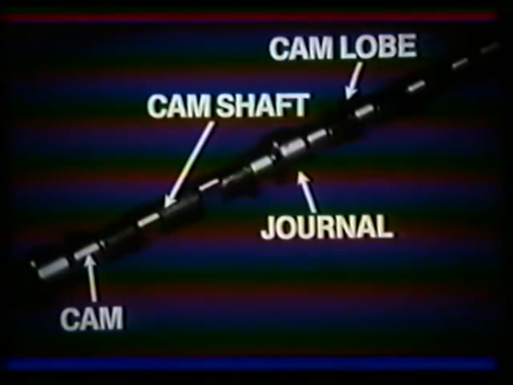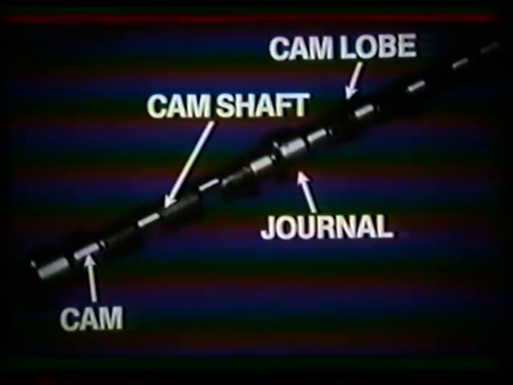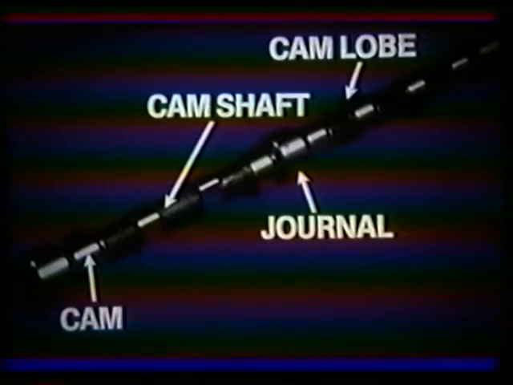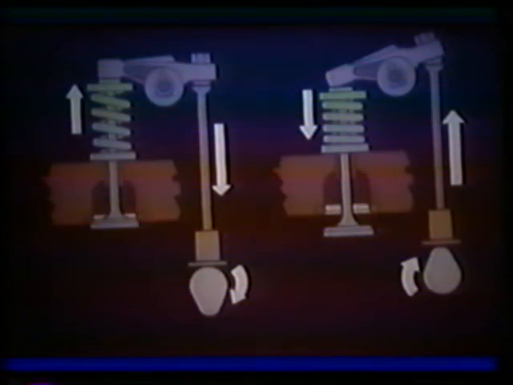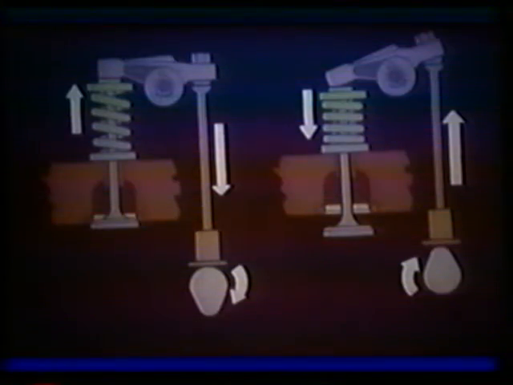This slide shows the various parts of the camshaft: the cam lobe, the bearing journal, and the shaft. The valve is closed by the valve spring and opened by the cam lobe. The lobe pushes up the lifter and push rod, forcing the rocker arm up. The arm rocks against the valve and opens it.